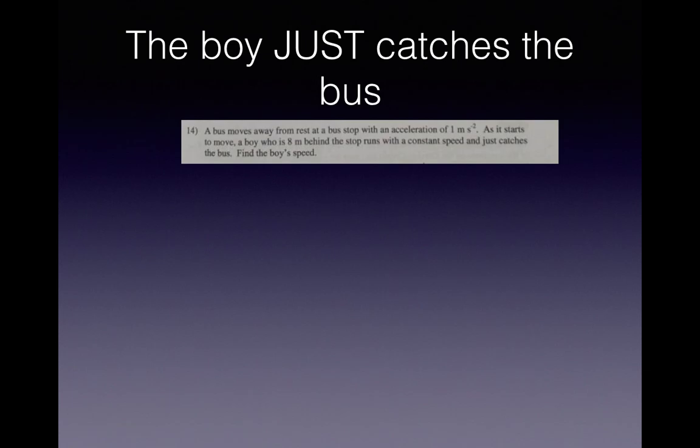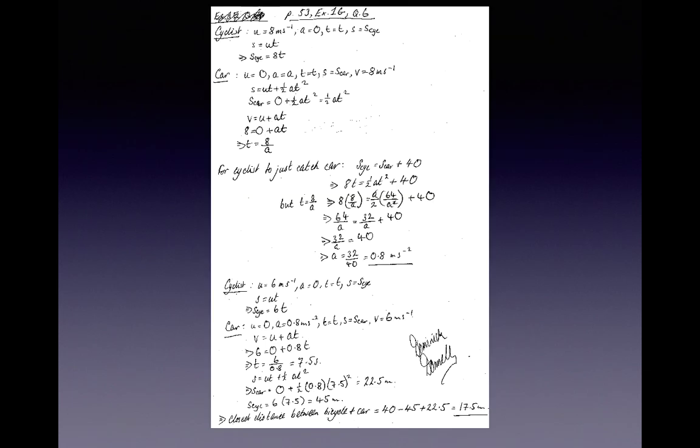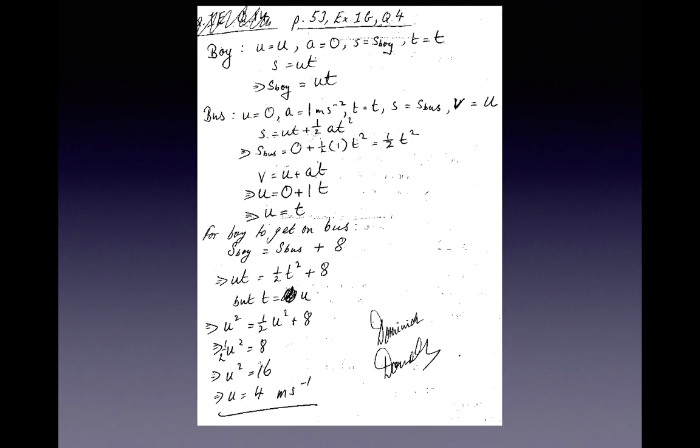And then the following 2 slides are the marking schemes for both of those. So I'll put them up quickly enough, and you can go back to the video and pause the video as necessary to look at them. Marking scheme 1 for the cyclist and the bus. Marking scheme 2 for the boy and the bus.